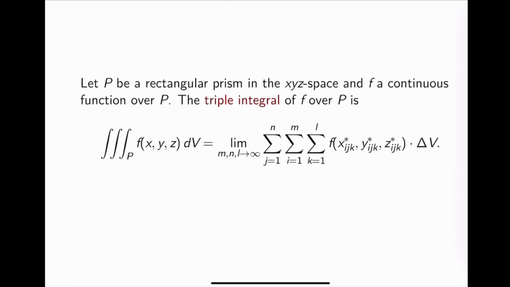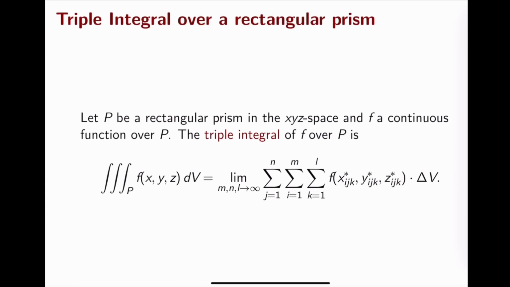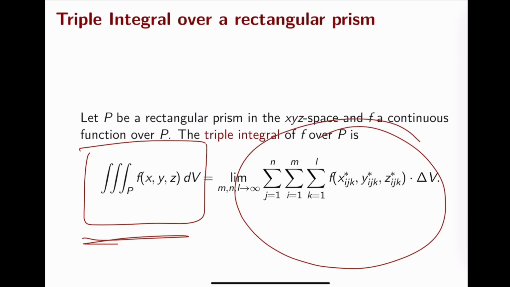And then when we consider a partition big enough, let's say when m, n, and l go to infinity, this is going to be the definition of the triple integral of the function. So when we get a subdivision where the little prisms are small enough, then in the limit, the result of this sum is going to be the triple integral.